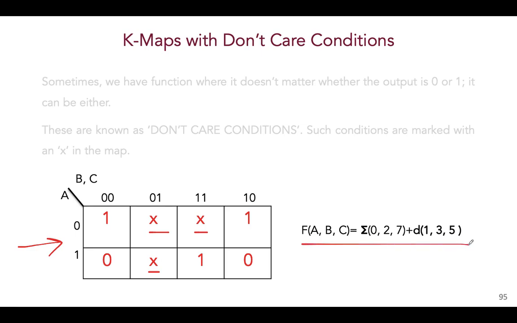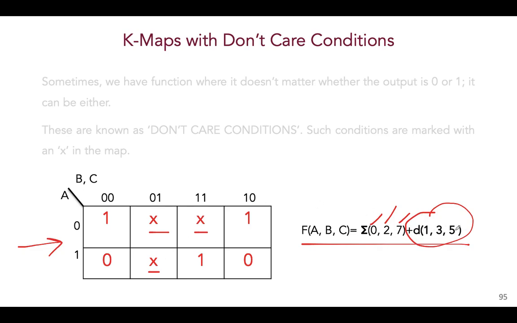In the form of a Boolean expression, it's written like this. So we have the minterms. Cells 0, 2 and 7 are supposed to contain 1s. The rest of the cells are supposed to contain 0 except these 3 cells. Cells with don't care conditions are represented with a D. D stands for don't care. And then these cells are supposed to contain X's: 1, 3 and 5.